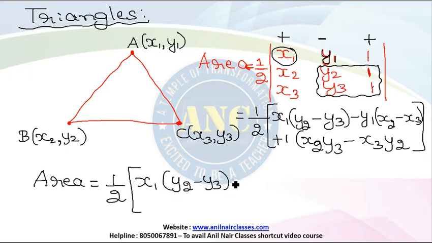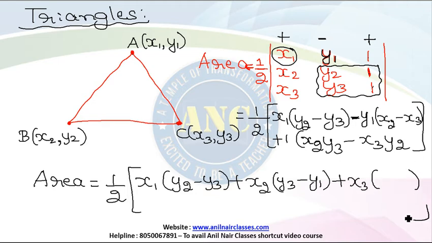Similarly, next if I take x2 common factor, what are the terms which should be there inside the bracket? With x2, y3 should be multiplied, and minus y1 also should be multiplied. Similarly, if I take x3 common factor, what are the terms inside the bracket? Minus y1 into minus x3 is plus x3 y1. So y1 should be present, and with x3, minus y2 should be present.